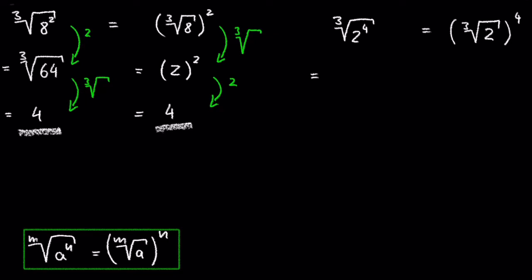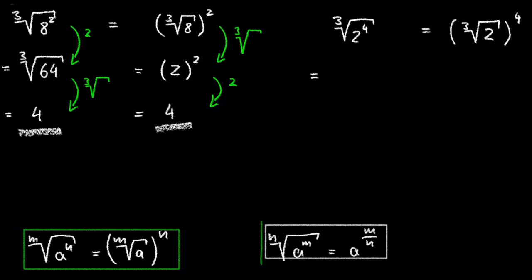Maybe it's helpful to write the root as an exponent. Let's try this, by using the rule that the nth root of a raised to the power of m is the same as a raised to m over n. This rule converts an exponent into a root and a root into an exponent. So we get 2 raised to 4 over 3.